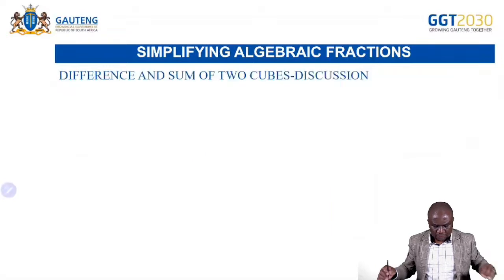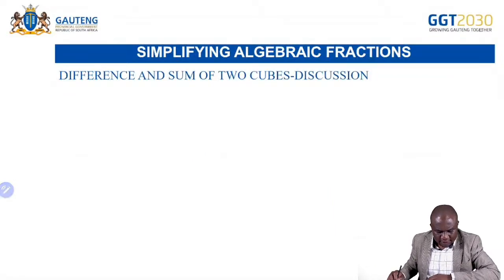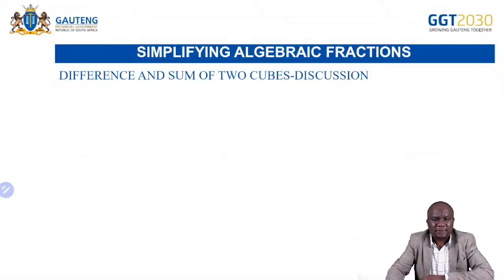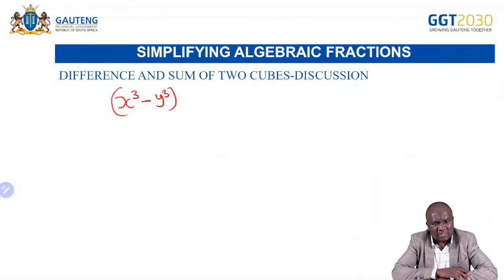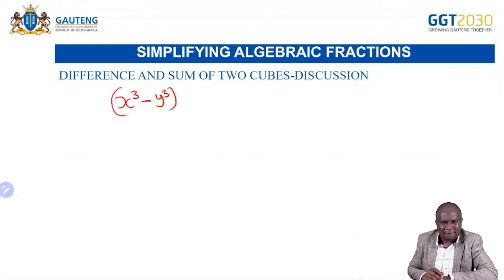Right, let's continue. Right, difference and sum of two cubes. I want us to discuss this. Okay, maybe we can end by applying difference and sum of two cubes. Do you still remember how we deal with this? Right, let's say x cubed minus y cubed. How do we factorize the difference of two cubes? It is very, very easy.